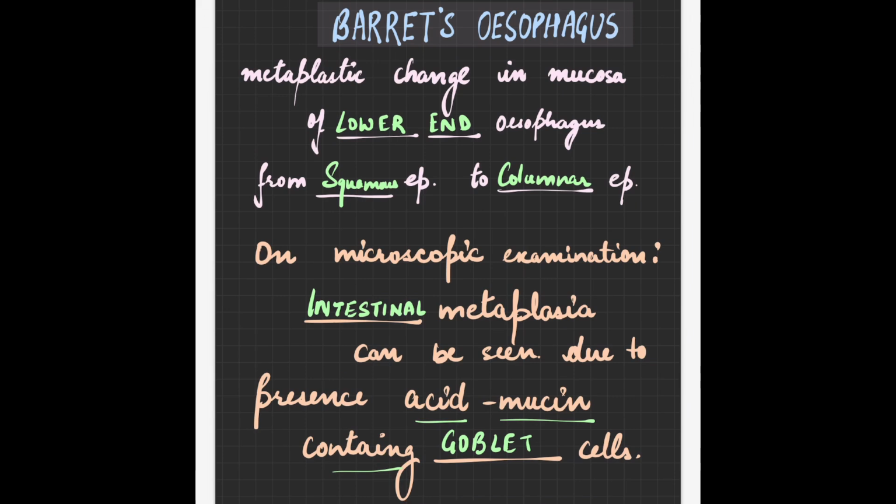So what are the characteristic features of Barrett's esophagus? We can see metaplastic change in the lower end of the esophagus from squamous epithelium to columnar epithelium. On microscopic examination, we see intestinal metaplasia. The key word is intestinal metaplasia, as we can see goblet cells in the lower end of the esophagus.